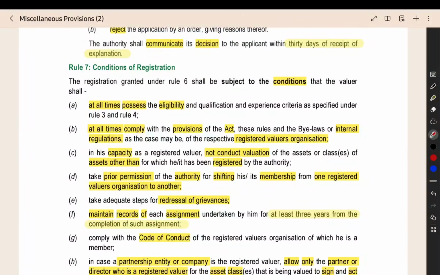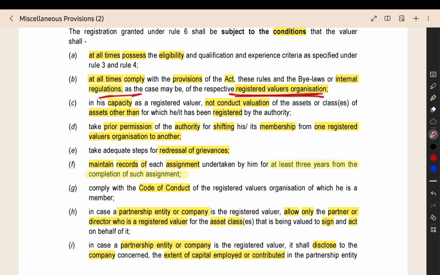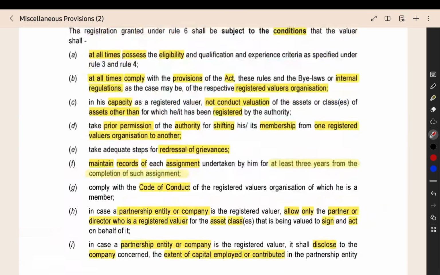Now, conditions of registration. You should always be eligible. You should always follow the Act, the rules, and the internal regulation of the registered valuer organization. The authority, IBBI, will also have some regulations that you should follow. You should follow the Companies Act and all the other laws, along with the internal regulation of the registered valuer organization.